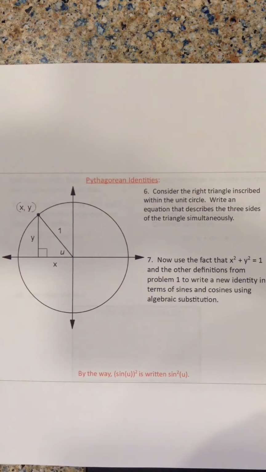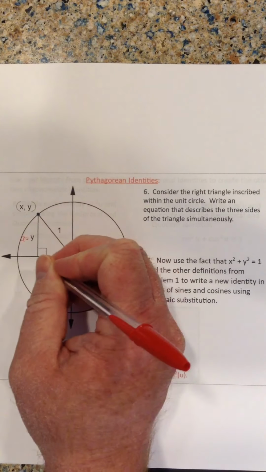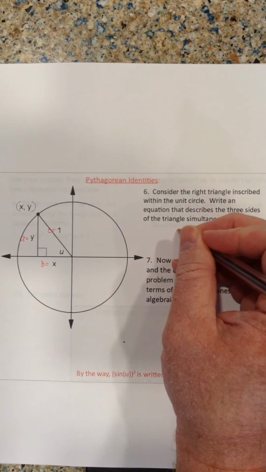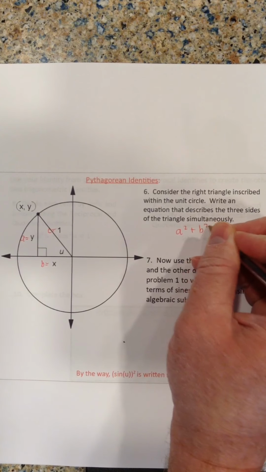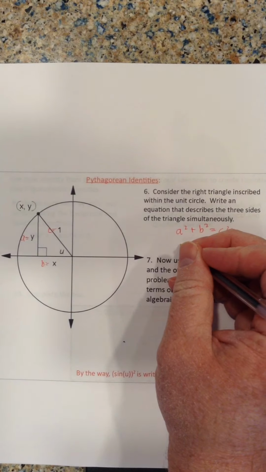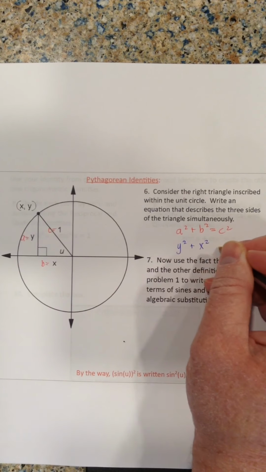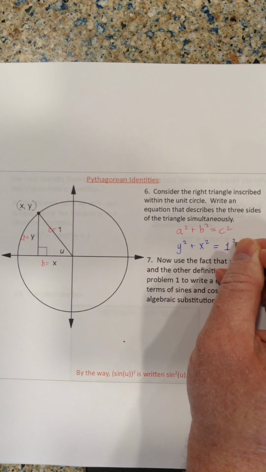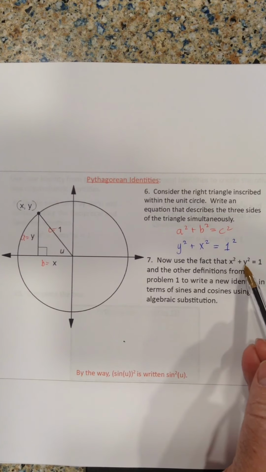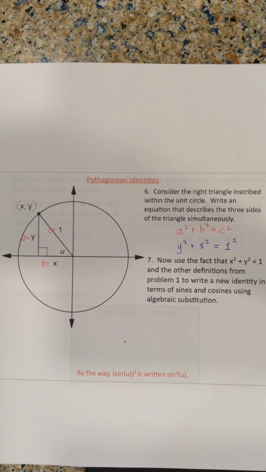So if I go, this is A, this is B, and this is C, I know the Pythagorean theorem says a squared plus b squared equals c squared. So I can say y squared plus x squared equals 1 squared. Okay, now it says use the fact that x squared plus y squared equals 1, and the other definition in problem 1 to write a new identity in terms of sines and cosines.